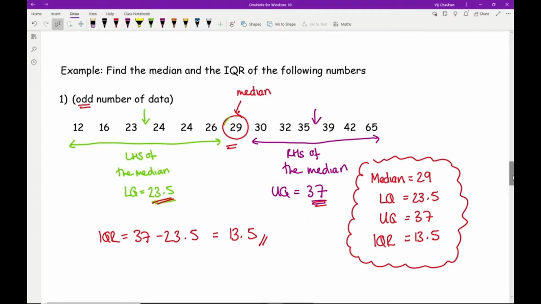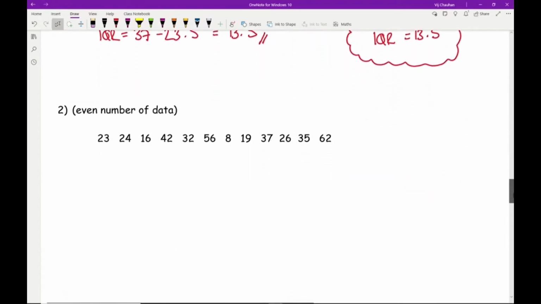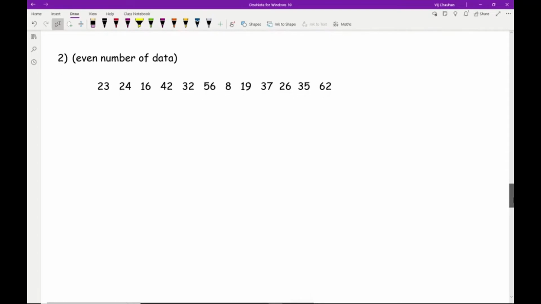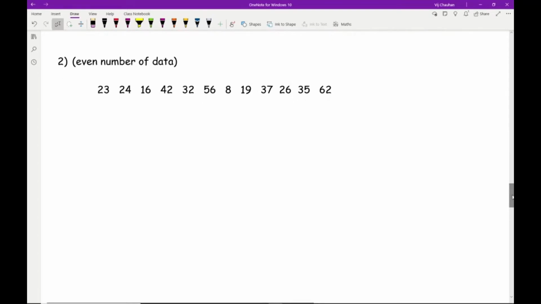So let's have a look at another example. So this time what we've got is an even set of data. Now the first thing you should be able to spot is the fact that the data is not ordered. So the first thing we need to do is order the data. Now from this what I'm going to do, not play hangman, is just create some dashes just so that it's easy for me to order.